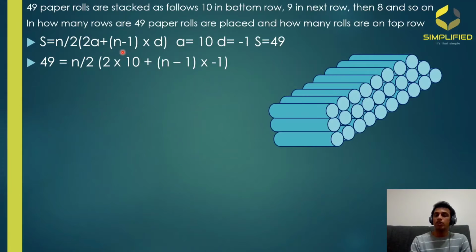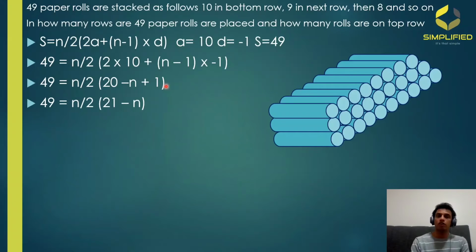And a has been replaced by 10, which we already know, and the common difference is -1. So what happens? 2 into 10 becomes 20, and this -1 has to be taken into the bracket. So -1 into n means it is -n, and -1 multiplied by -1 is +1. After further simplification, 20 plus 1 will become 21, so 21 - n.